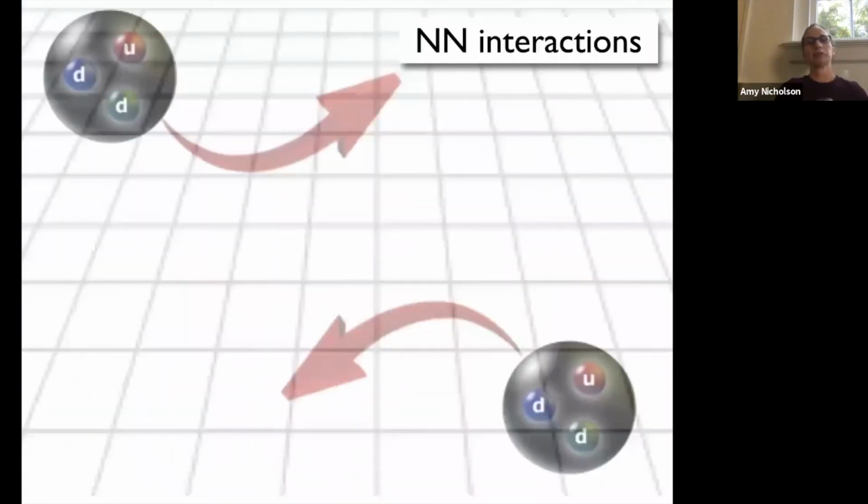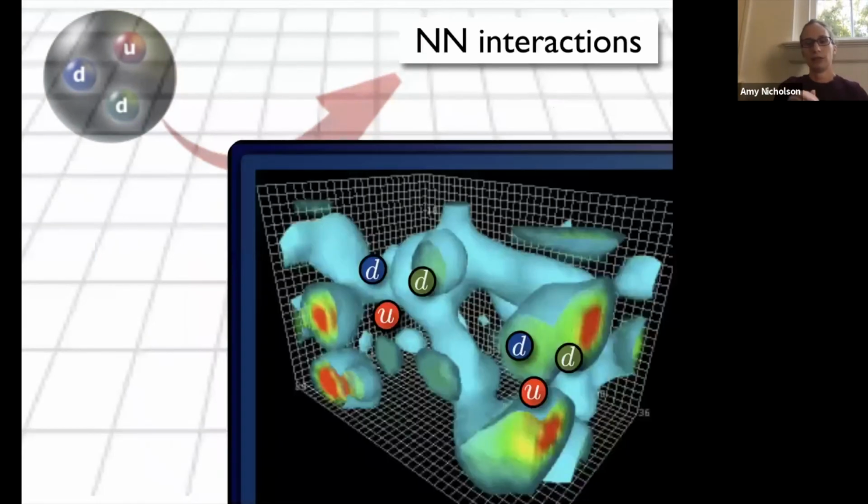Okay, so back to our two nucleon calculations. How do experimentalists measure two nucleon interactions? Well, you can take two nucleons, scatter them off each other at different energies, and see what the scattering phase shift is. We can't do that on the lattice though. On the lattice, we have a finite volume, and so you can't prepare these asymptotic states, which are plane waves that you say are separated in time, and scatter them off each other.